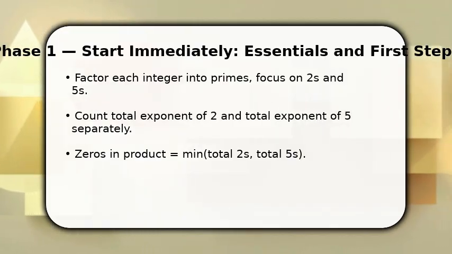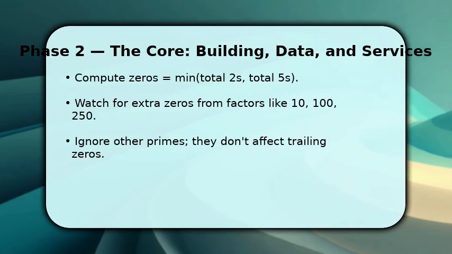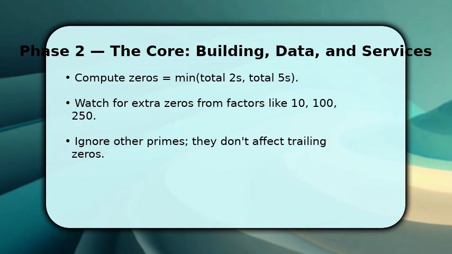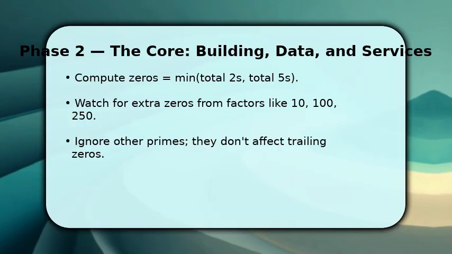Once done, you will have two totals, total number of 2s and total number of 5s, which are the main ingredients for the final zero count. Now combine the totals. The number of trailing zeros equals the minimum of total 2s and total 5s because each zero needs one of each.